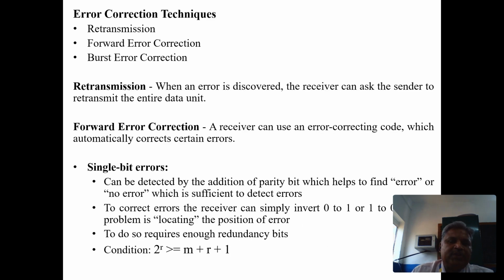Now coming to the error correction. We'll see with an example how a single bit error is corrected. Okay. So for error correction, we'll be following the Hamming code. Hamming is the name of the scientist who discovered this particular code.